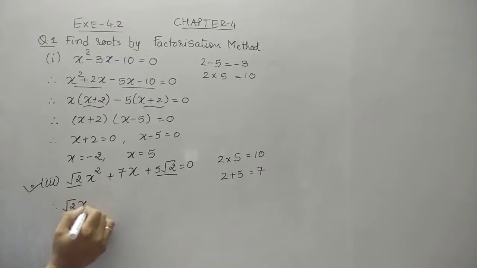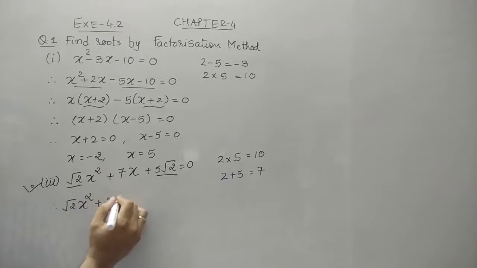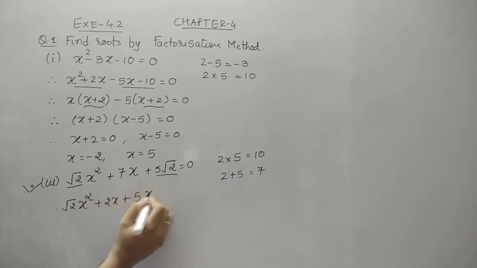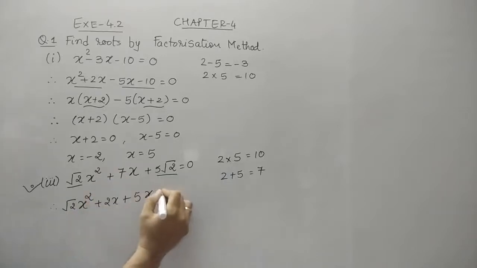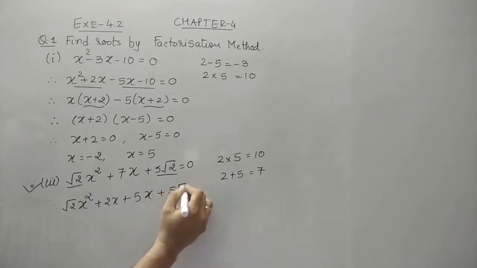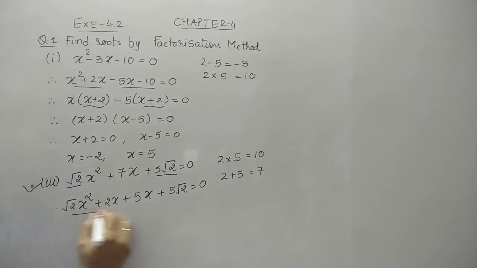It's root 2x squared. Both the terms are positive, so plus 2x plus 5x. You can see that 5x plus 2x is 7x. Plus 5 root 2 is equal to 0. Now let us take out common from the first two and last two.